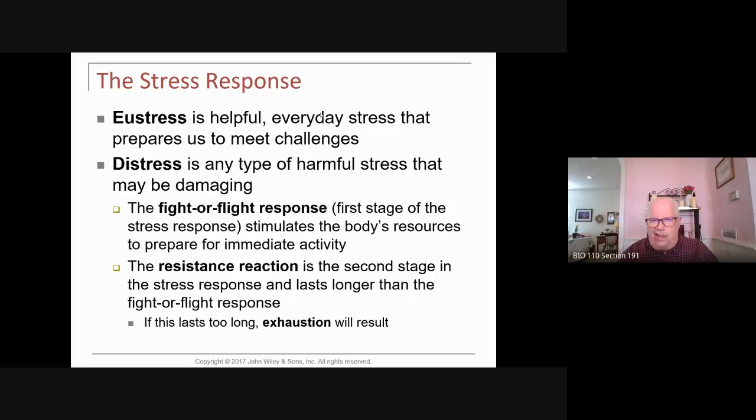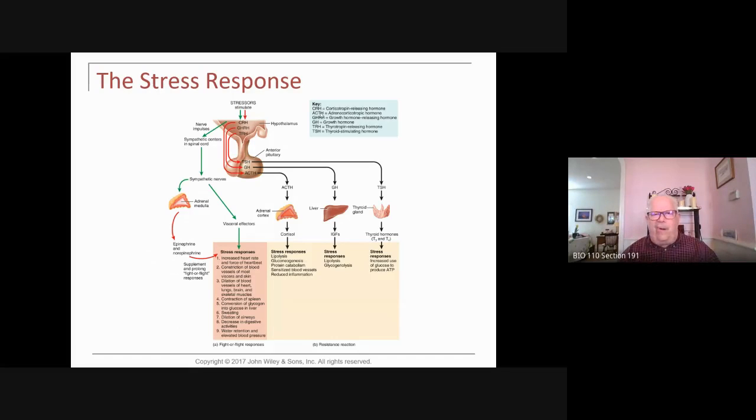However, there is another stage of distress. And that other stage is called the resistance reaction. It is the second stage. It lasts a lot longer. It's the healing part of distress. Okay? The immediate stressors will make you produce epinephrine and norepinephrine. That is the immediate response. That is the fight or flight response.